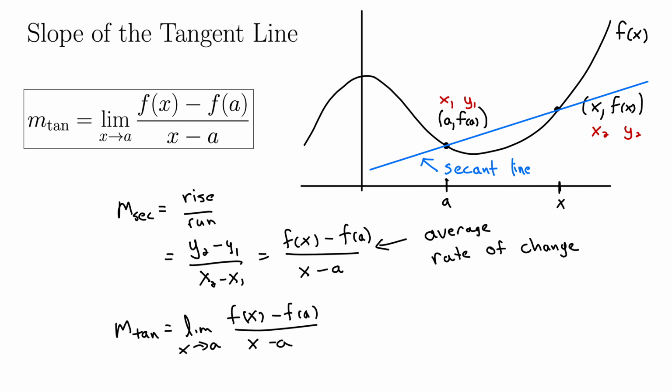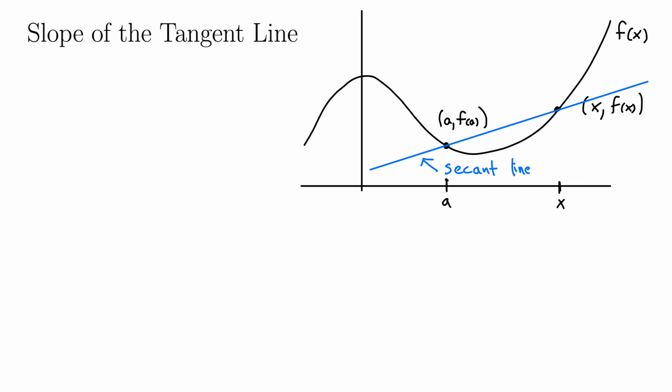And that gives us the instantaneous rate of change, which is what we're interested in calculus. Average rate of change, that was more of a pre-calculus thing. Now let's go back and derive the h version of the formula of the slope of the tangent line.